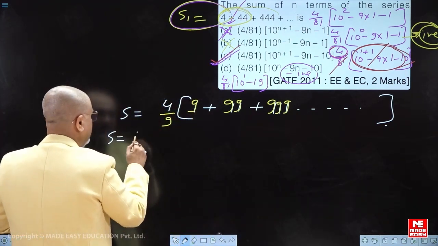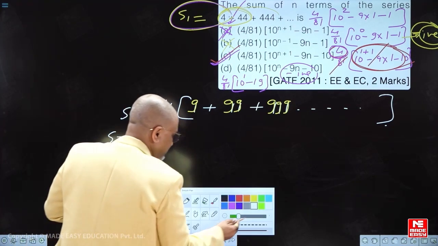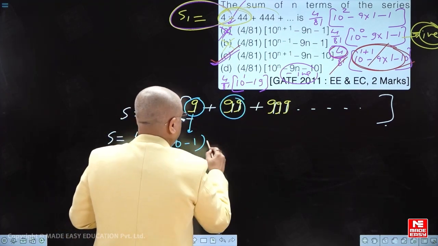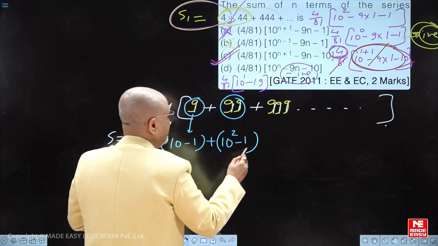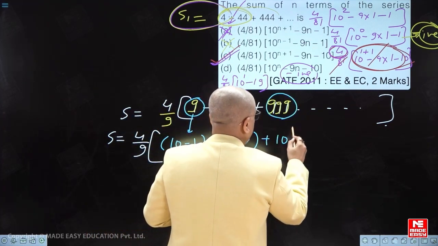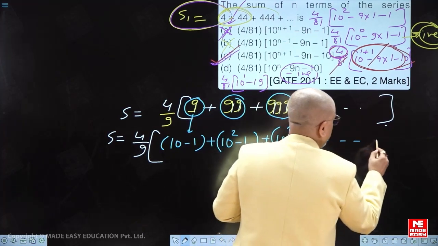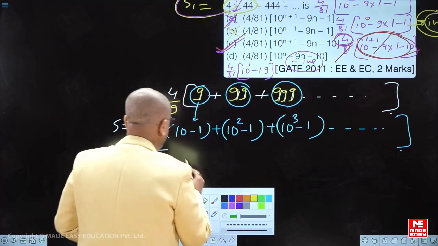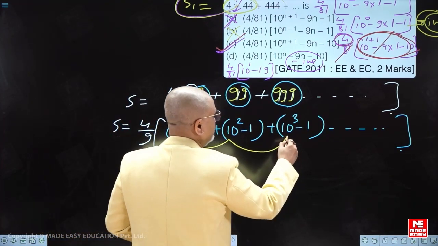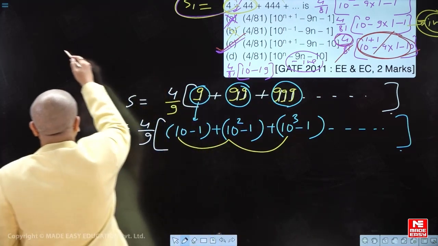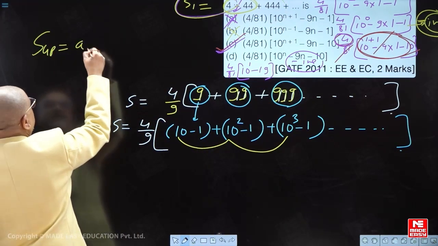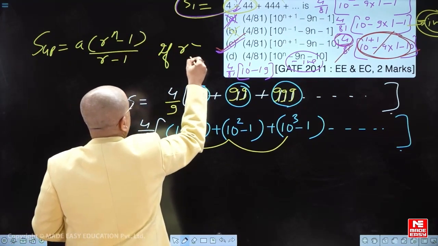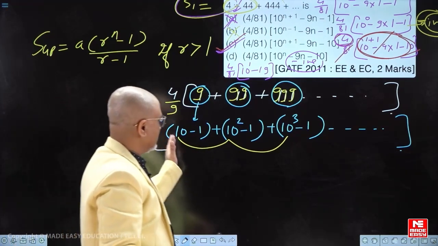Now, this number 9 will be equal to 10 minus 1. 99 will surely be equal to 10 square minus 1, and 999 will be equal to 10 cube minus 1, and so on. Now we can see that a part of the series is geometric: 10, 10 square, 10 cube, and so on. This is a GP. Sum of a GP will be given by a(r^n minus 1) divided by (r minus 1) if r is more than 1. So we can apply the sum of a GP.